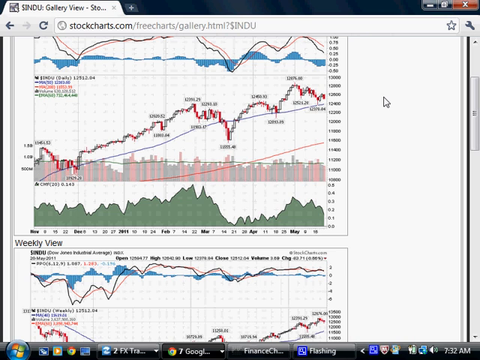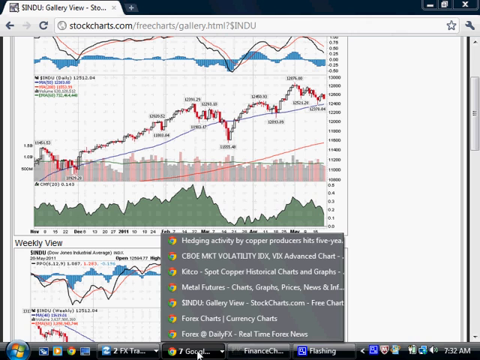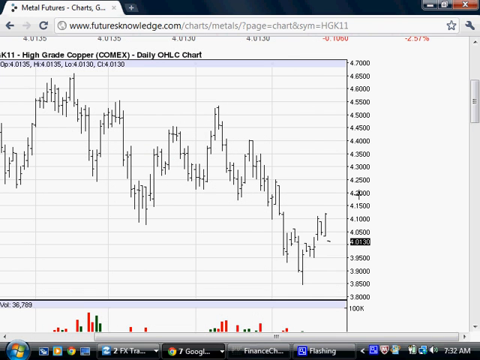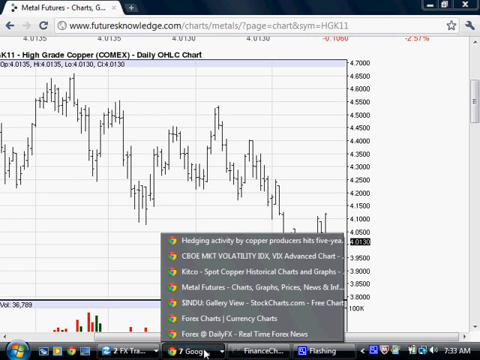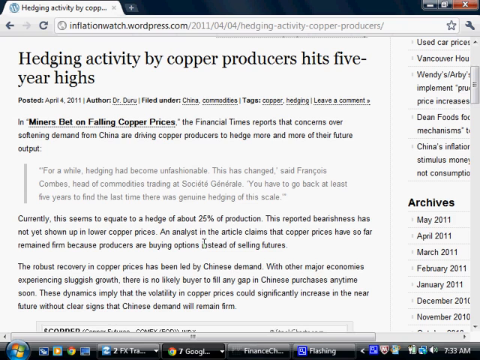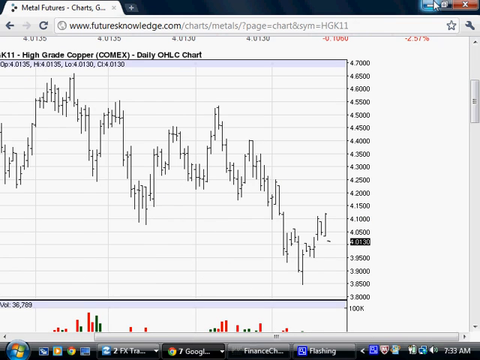The other indicators to keep an eye on are, of course, the VIX and metal prices. And copper, of course, you want to keep an eye on. The copper futures are slightly lower this morning. There was news a couple of weeks ago that hedging activity by copper producers hit a 5-year high. Currently they're hedging about 25% of their production, and that's probably on expectations of slightly lower demand from China in the second half of this year.